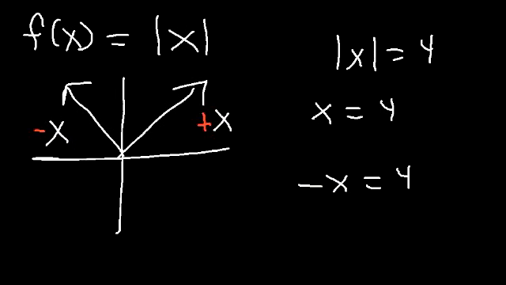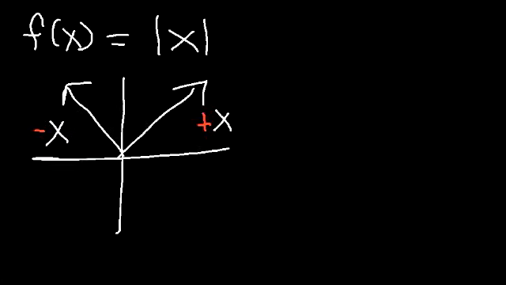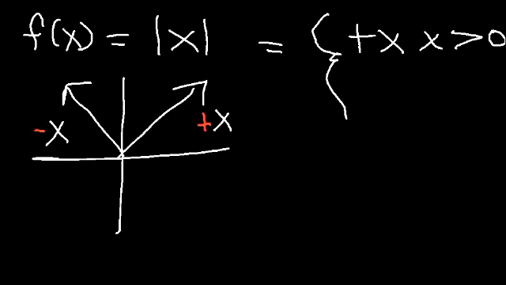So the absolute value function can be broken up into positive x and negative x. If you rewrite it as a piecewise function, it's positive x when x is greater than 0. It's negative x when x is less than 0. Now, the slope of the line. If you have the graph y equals x, what is the slope? The slope is 1.